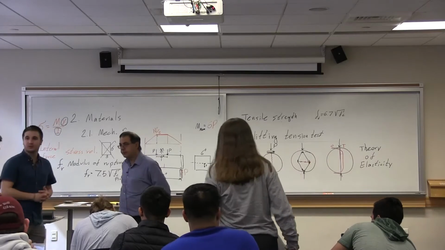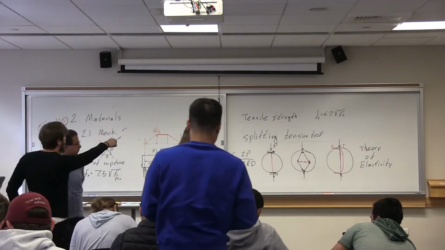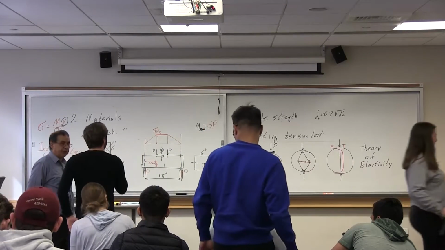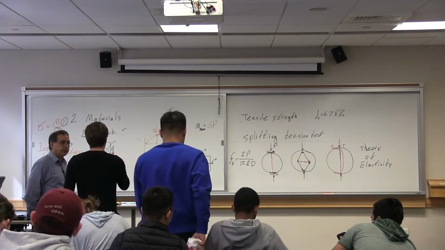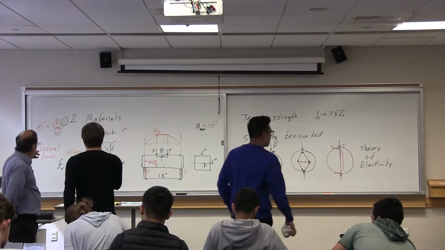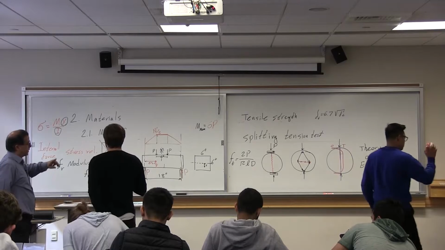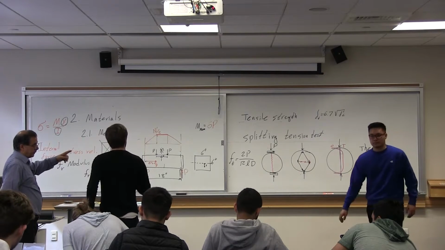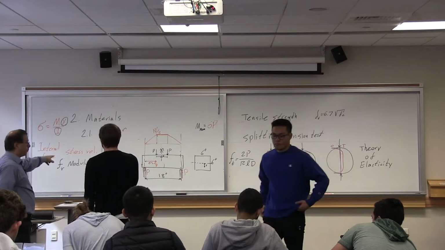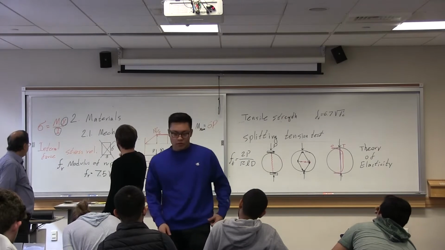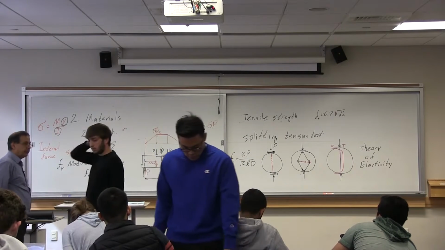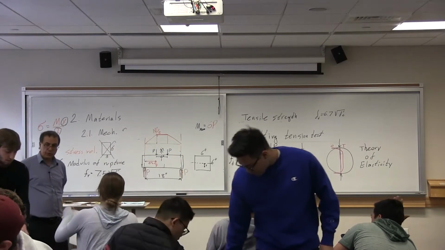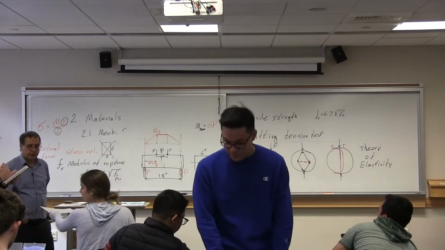Sorry, 6.7, that's to get f of t, which is tensile strength. This is f of r, not tensile stress, tensile strength. And this is modulus of rupture, f of r. Both are measures of tensile strength. Okay, thanks.